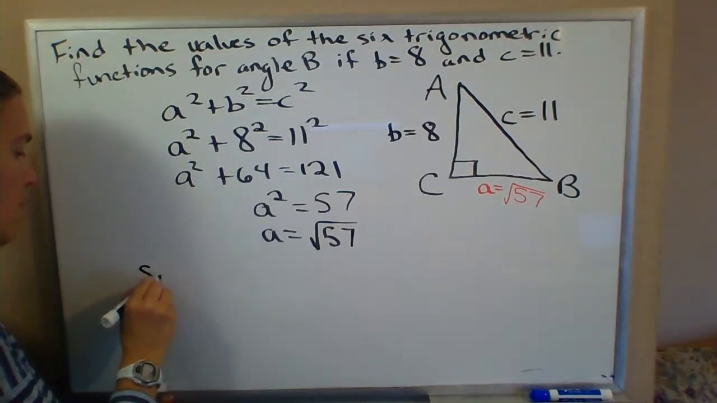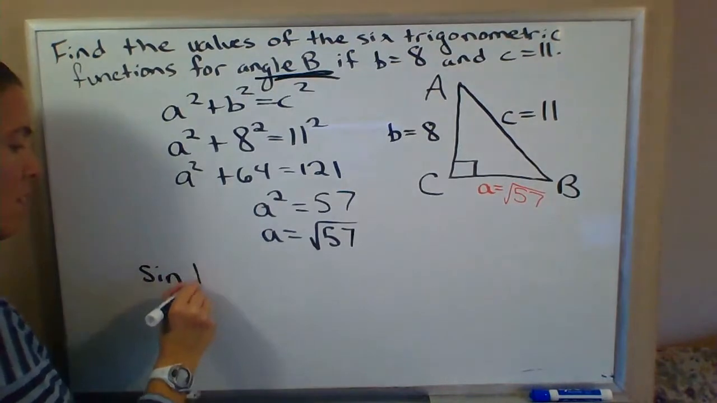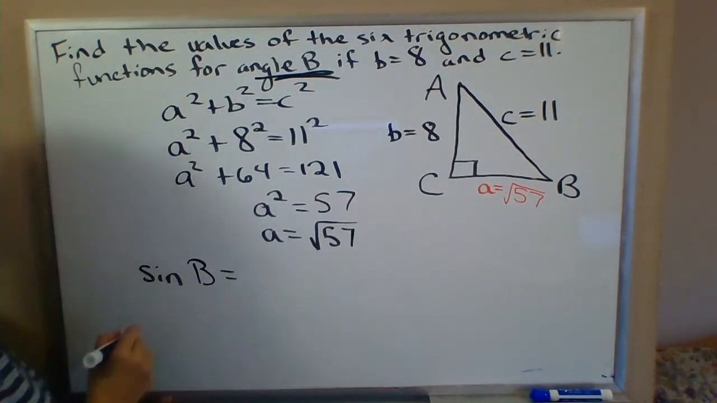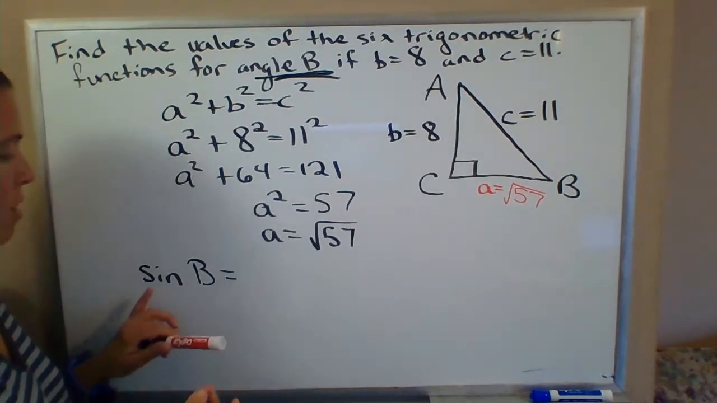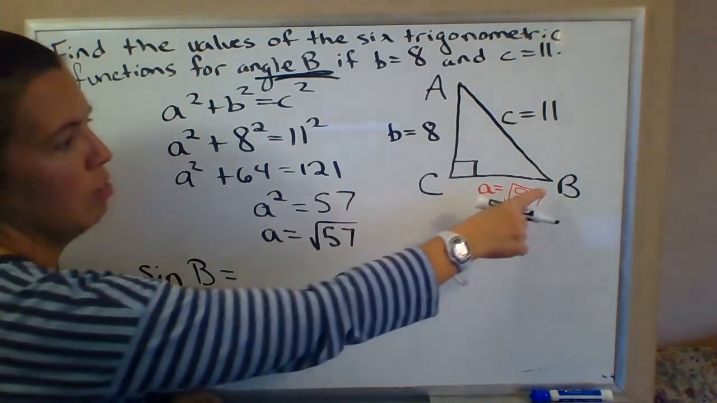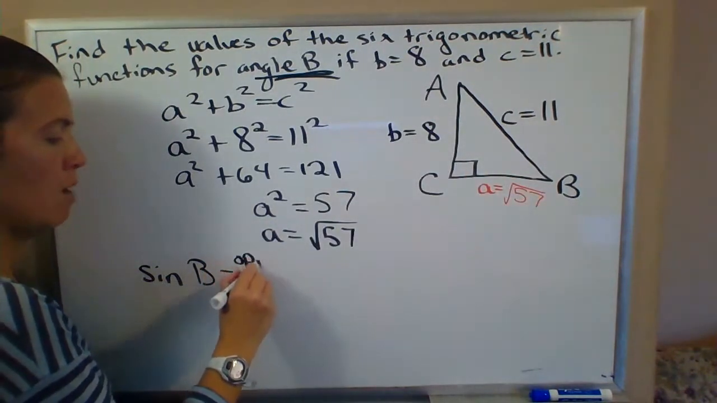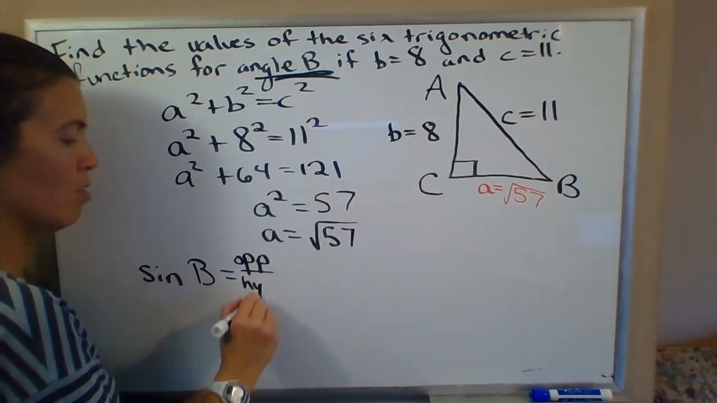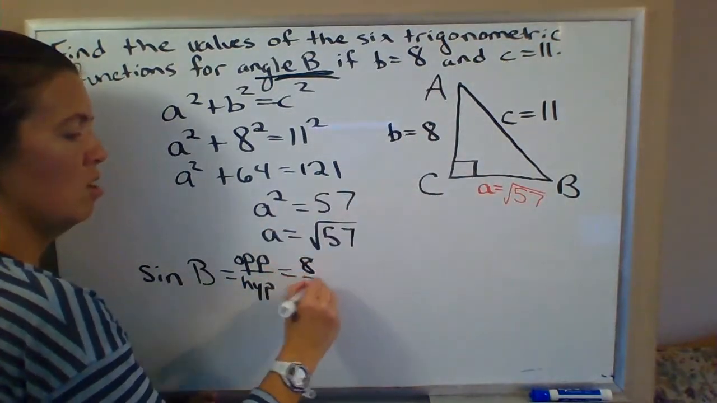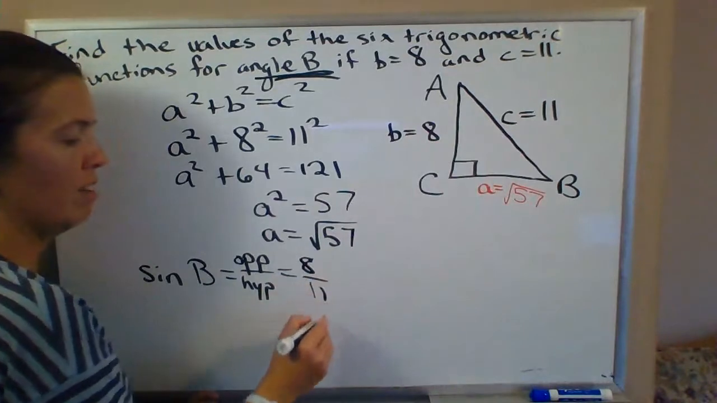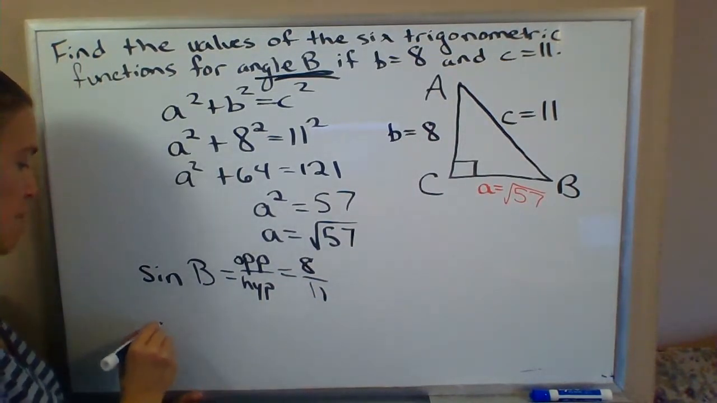I'll start with sine. And we were asked to evaluate at angle B. So sine of B, I'm going to use the old SOHCAHTOA way of remembering what's what. So sine of B, here's B, is equal to the length of the opposite side over hypotenuse. That's the SOH part of SOHCAHTOA. So in this case, opposite of B is 8 over hypotenuse is 11. And we could have actually found that value without solving for a. All right, that's sine of B.